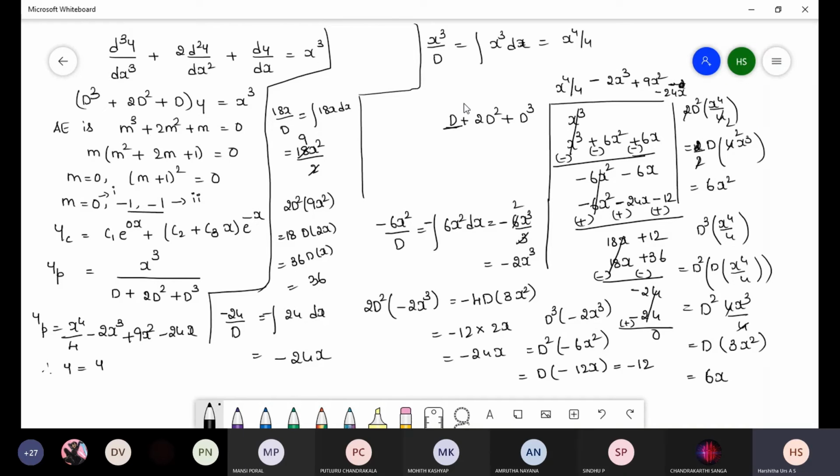Therefore, y is equal to yc plus yp, that is equal to c1 plus c2 plus c3 e power minus x. yp is x power 4 by 4 minus 2x cube plus 9x square minus 24x.